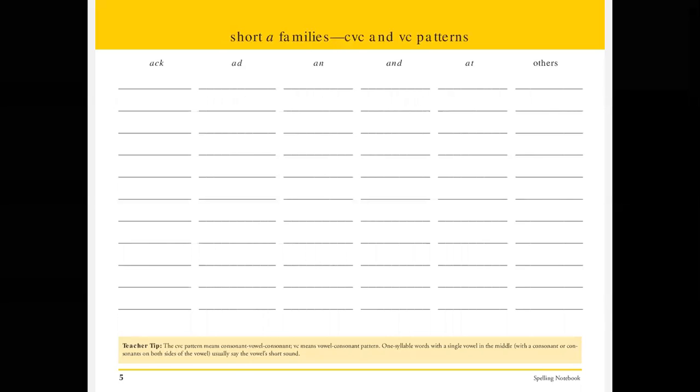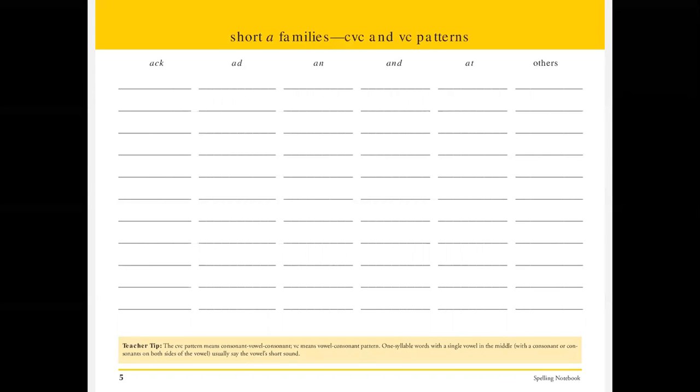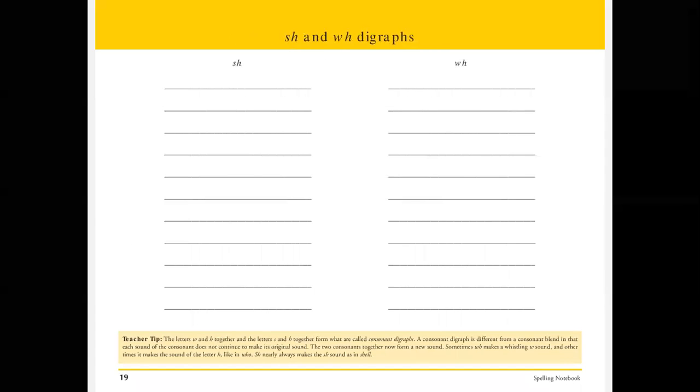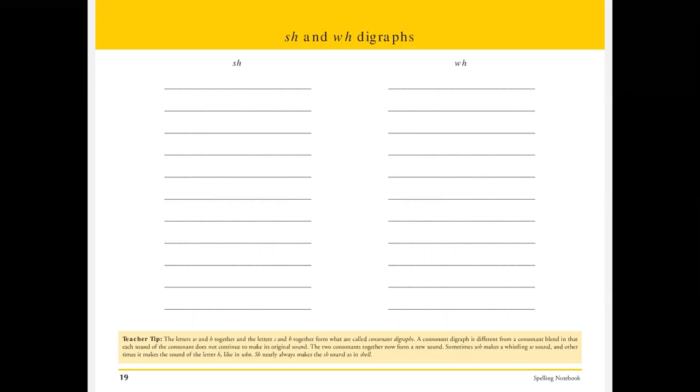Obviously, there isn't room for every single CVC and VC pattern, but the most common ones are there, and there are lines for them to write their words beneath each column for that classification. Short E, same thing. Short O, the same thing. And then this is page 19. So I've just chosen at random some pages that are representative of the program.